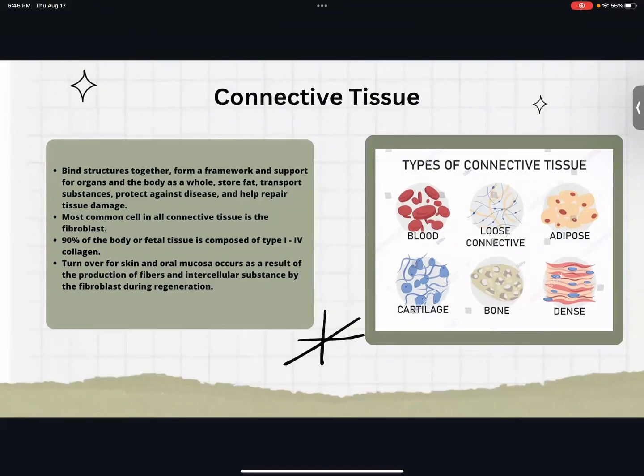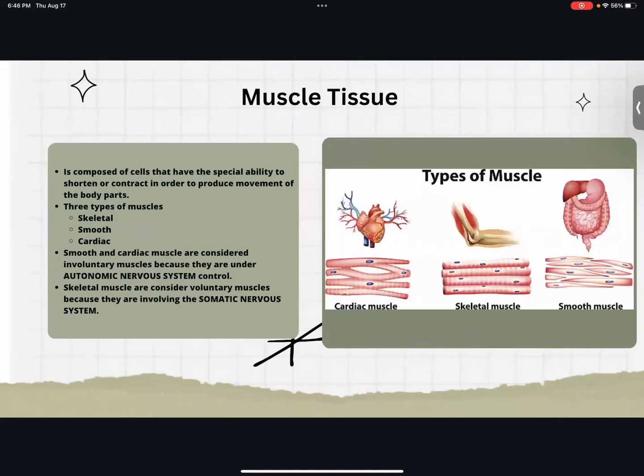Muscle tissue is composed of cells that have a special ability to shorten and contract in order to produce movement of the body parts. There are 3 types of muscles: skeletal, smooth, and cardiac. Smooth and cardiac muscles are under the autonomic nervous system. Skeletal muscles are under the somatic nervous system.